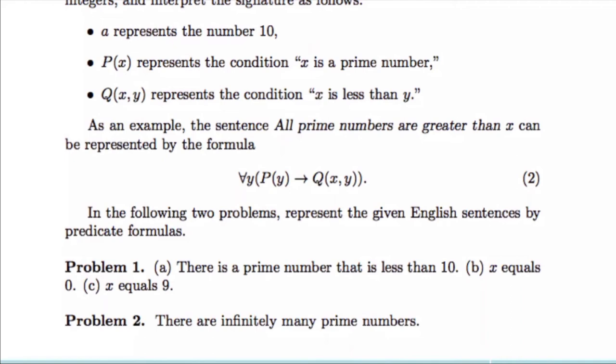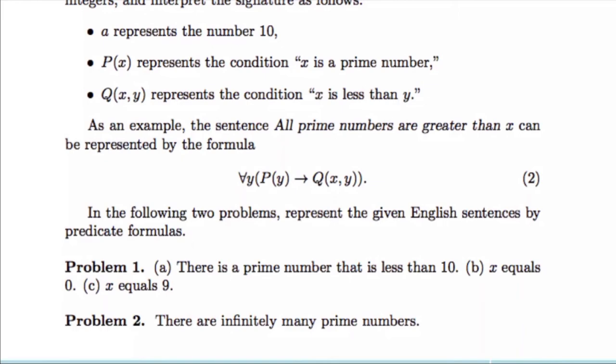or x equals 0, or x equals 9. Okay? Note here that there is a prime number that is less than 10 is a true or false statement. We know whether this is true or false. But this sentence, x equals 0, we don't know whether this is true or false until you fix the value of x. So in accordance with what we observed, when you write this sentence in first order logic formulas, x must not be quantified. Same for the next one. But note here that you have a symbol for 10, which is A, but you don't have symbols for 0. You don't have symbols for 9.